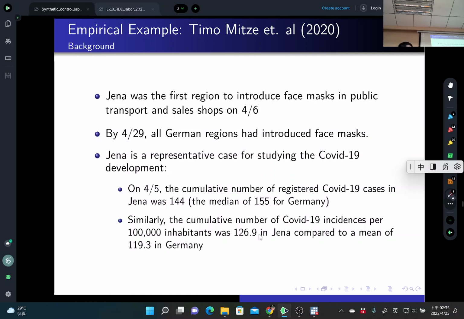So how do they argue? They say that until April 5th, 2020, Jena had 144 cases per 100,000 residents. And the median for other German regions is 155. So they are quite close. Jena is quite similar to the median of all Germany's regions. And the averages are also similar, 126 and 119. So at that moment the cases were not a lot, but now it's a lot.